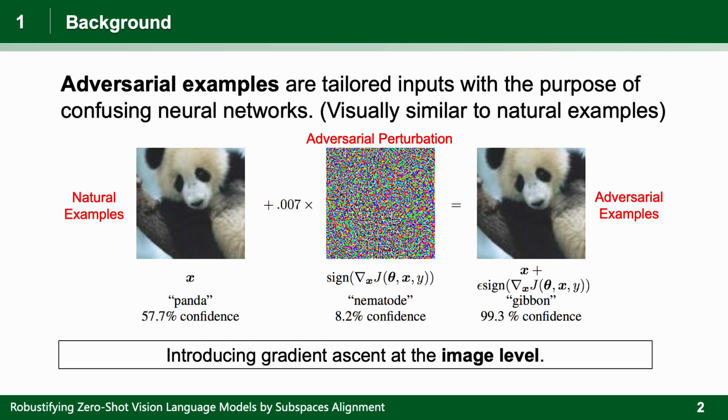Adversarial examples are specifically crafted inputs designed to confuse neural networks. Although these adversarial examples appear visually similar to natural examples, they can cause significant disruption during the inference stage. For instance, like this panda image, by adding an undetectable perturbation to an image of a panda, we can create an adversarial example that causes a high-confidence misclassification. Technically, these examples can be obtained through image-level gradient ascent.